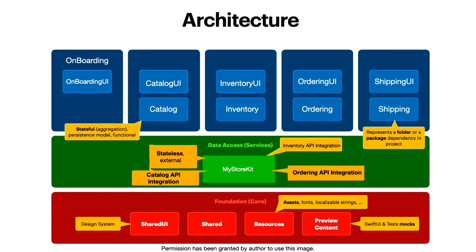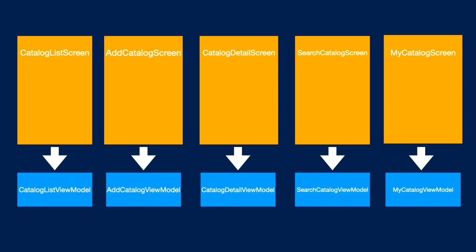And then they all access my store kit. So this can be some sort of an HTTP client or whatever store kit that you have. But you can think about it, if catalog has 50 screens, inventory has 50 screens, ordering has 50 screens, and shipping has 50, that's like 200. Would you actually create 200 view models, one for every screen? That's going to be tough. All right. Good luck with that.